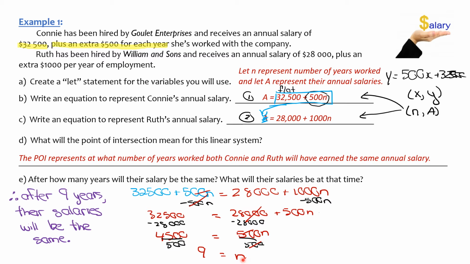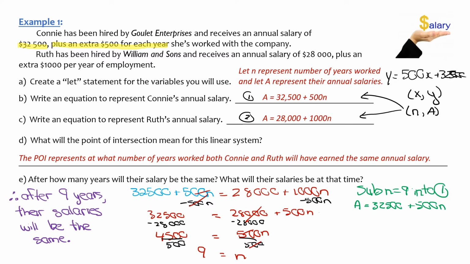Remember, any time we're solving a linear system, solving for one variable isn't enough. We need to solve for both. So we now know what N is. So I'm going to go back. Let me erase some of this stuff up here. I'm going to go back up to my equations, and I'm going to find A. And to find A, I'm going to sub N equals 9 into, what equation do you like better, 1 or 2? Let's take 1. Equation 1 was, always go to the original equation first, 32,500 plus 500N.